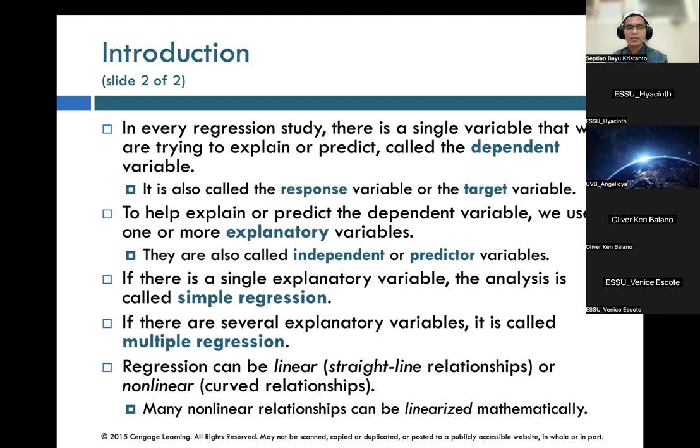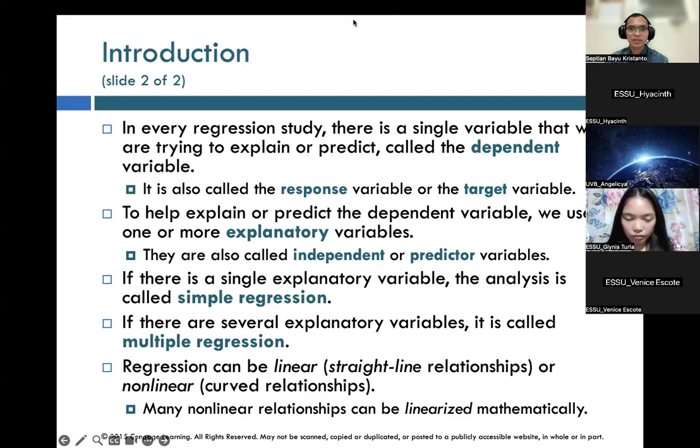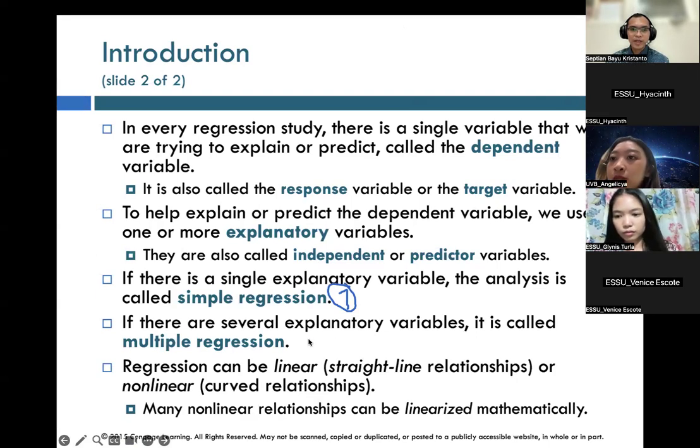In regression, or the relationship of variables, we also have two kinds of analysis. The first one is simple regression, and the other is multiple regression. As the name suggests, in simple regression we only predict with one explanatory variable. It's just one explanatory variable. And the other one is multiple regression, if we want to predict with more than one explanatory variable. So there are differences between simple regression and multiple regression.